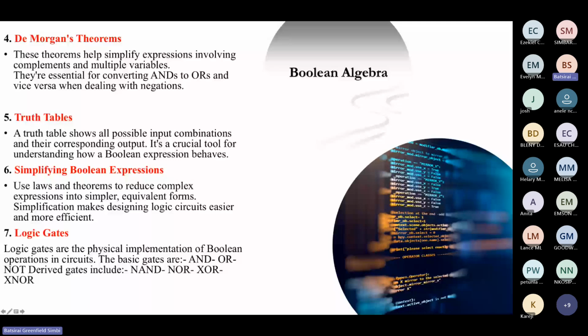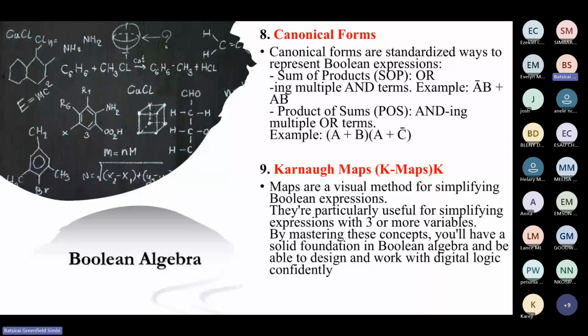Then we have the logic gates. Logic gates are the ones which we have talked about before. They are the physical implementation of Boolean operations in circuits. The basic gates are AND, OR, and NOT, and derived gates include NAND, NOR, XOR, and XNOR. Then we have canonical forms. Canonical forms are standardized ways to represent Boolean expressions.